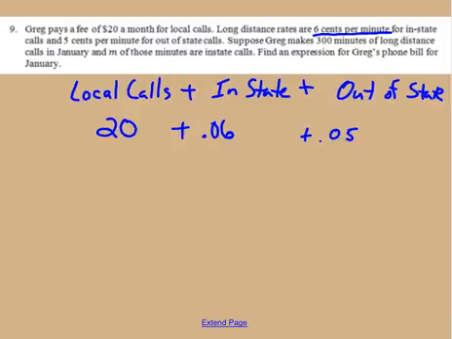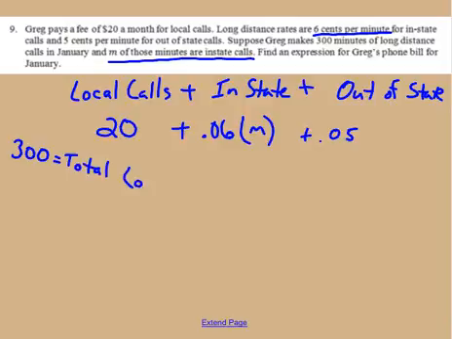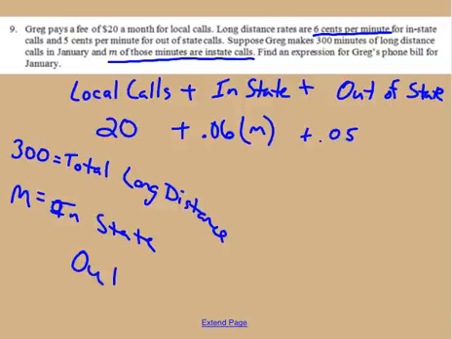So that's in state and out of state. M of those minutes are in state. So in state are M. Out of state, we don't know what it is. Here's your process. He has 300 total minutes, total long distance. M of them are in state. So how many are out of state? This is something that's going to be kind of new. 300 minus however many are in state means the rest have to be out of state.